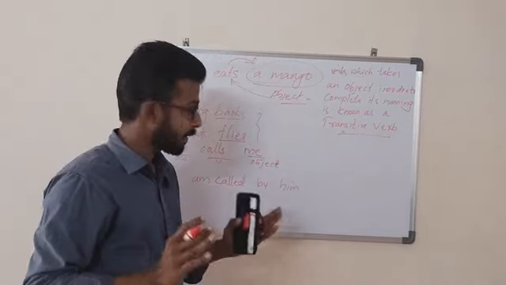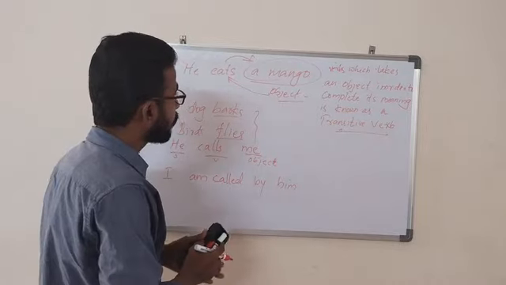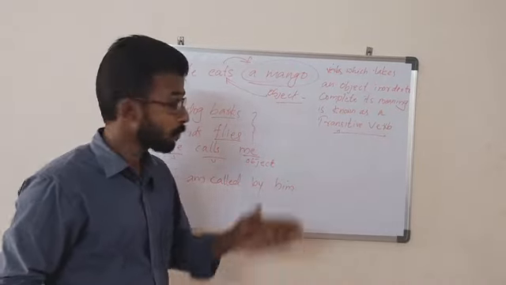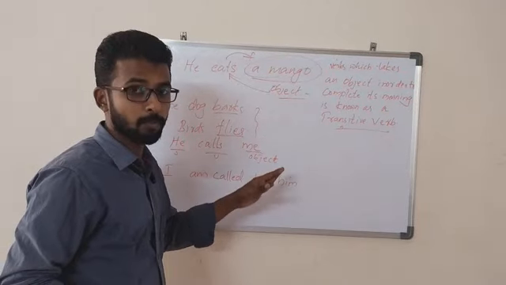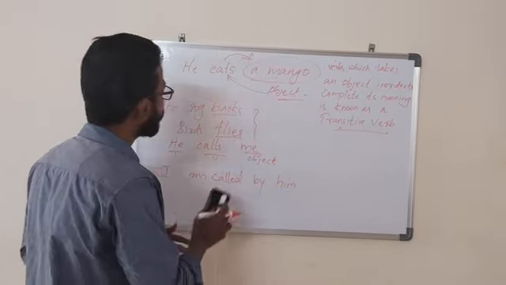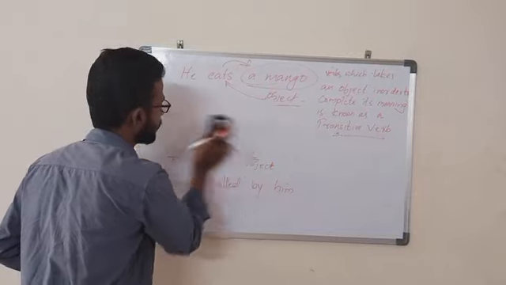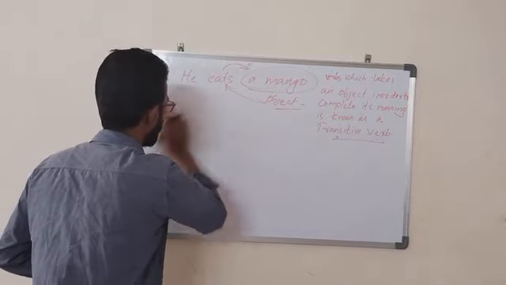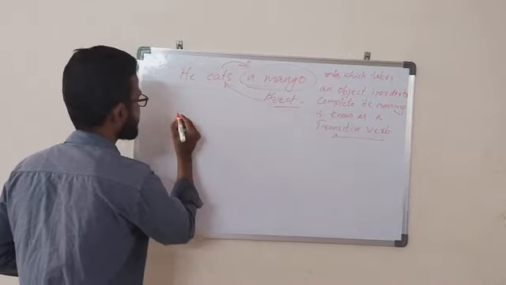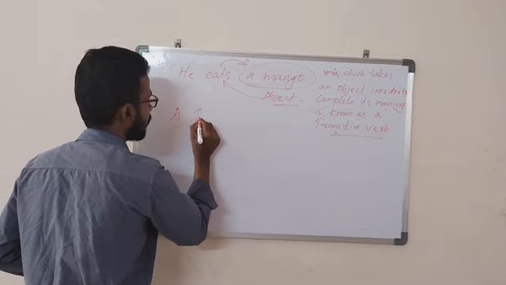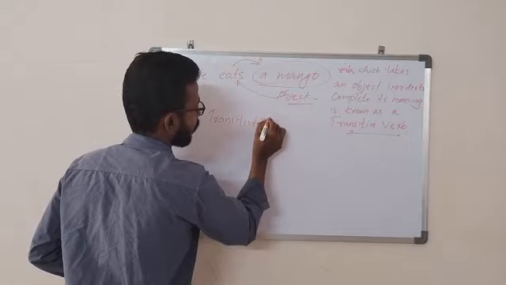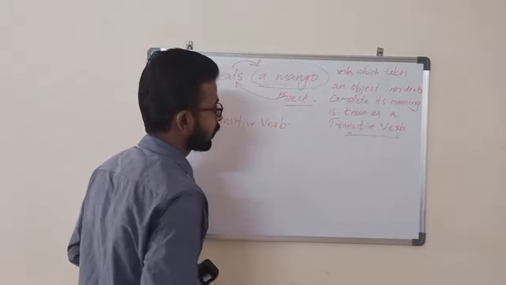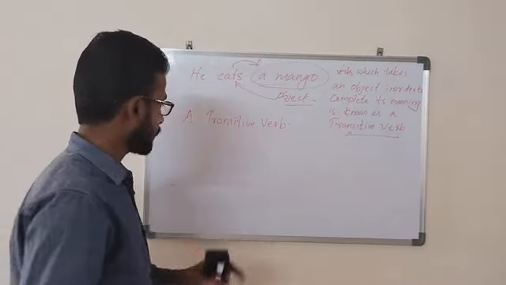So whenever you are taking a sentence in order to change from active to passive voice, you should definitely go for a sentence which has what kind of verb? A transitive verb. Okay. So let's try some examples.